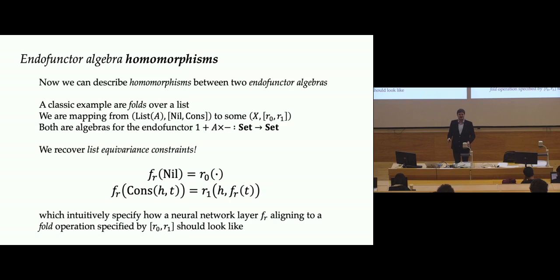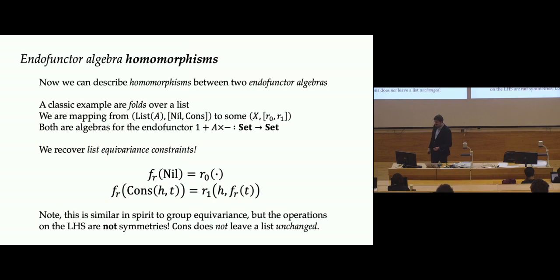So this is a standard example of algorithmic alignment, right? We have an algorithm that performs a fold and does operations R0 and R1. If you want to build an algorithmically aligned list neural network, it must satisfy these two constraints. And this is similar in spirit to group equivariance, but I hope you can see that we could never have derived rules like this using geometric deep learning.